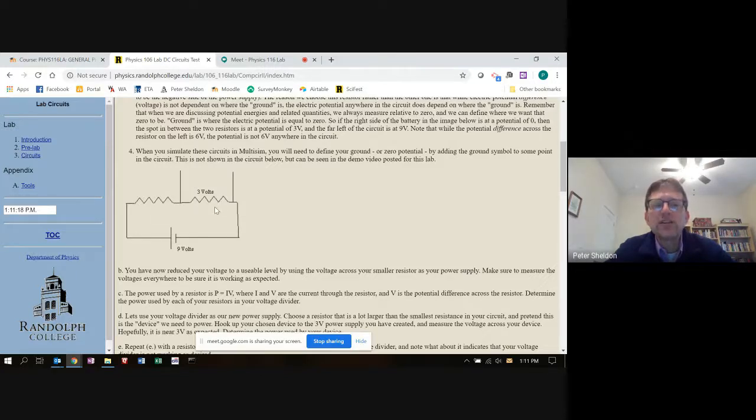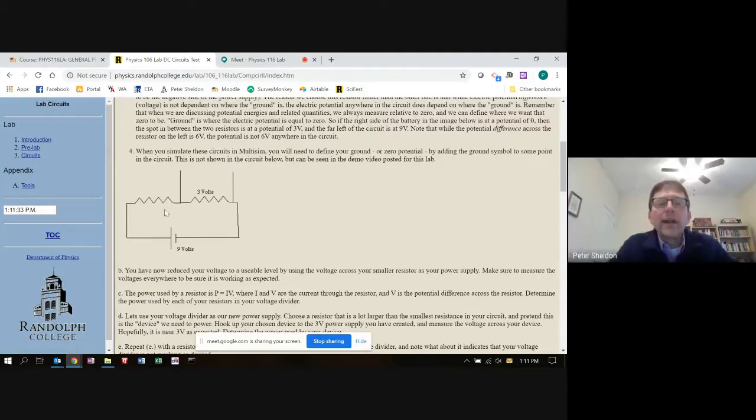If these two resistors are the same, it doesn't matter that the value is 1,000. Let's just say that the two resistors are equal. It would split in half, exactly. So if I go 1,000, 1,000, then this is just going to be 4.5 volts.